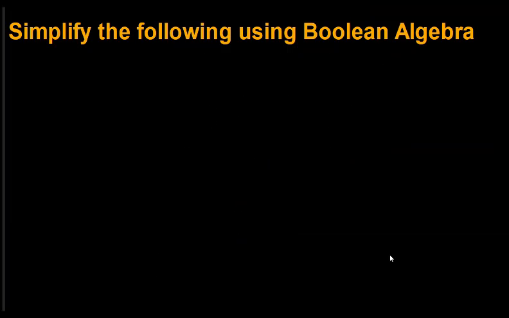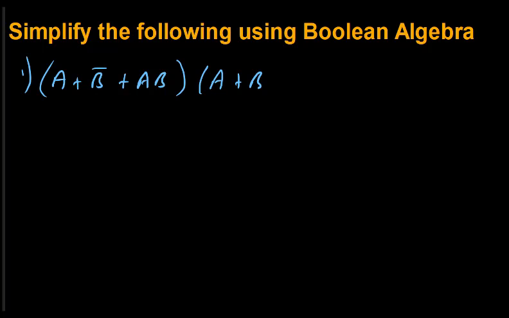Now next we do the simplification of some Boolean expressions. So now let us start with an example. Suppose we have this first example. We have to simplify this expression, which is given as A or B bar or AB. Then here we have A or B bar, and here we have A bar B.